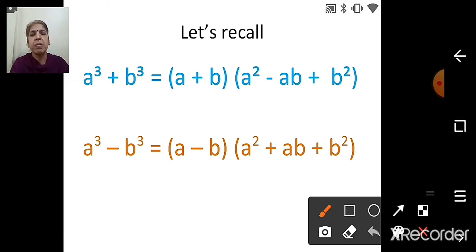So if you observe properly children, there is a difference of sign. It is A cube plus B cube. So first bracket is A plus B. And the second bracket is A square minus AB plus B square. Now observe the second one. A cube minus B cube is equal to A minus B, the whole bracket multiply with A square plus AB plus B square. So this is the difference.